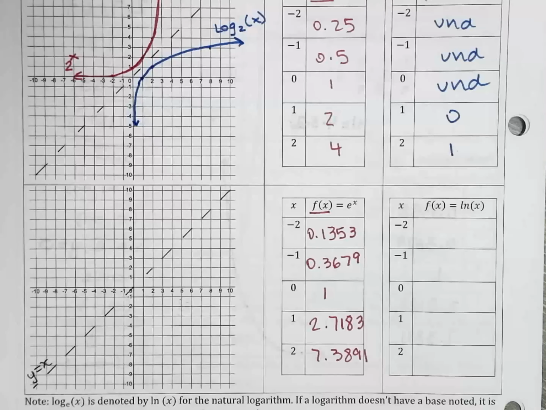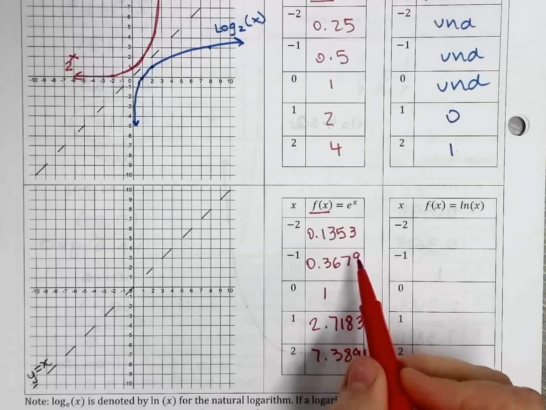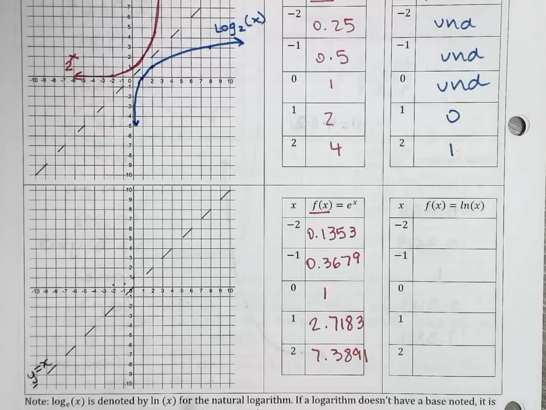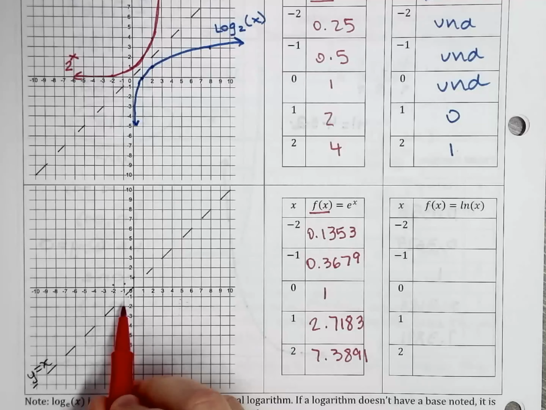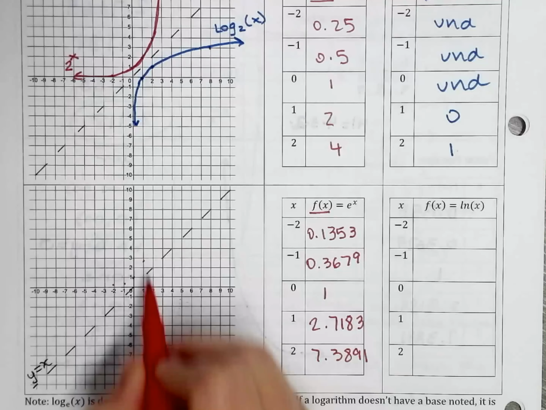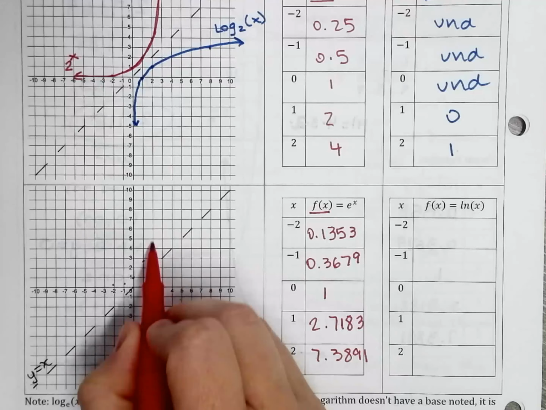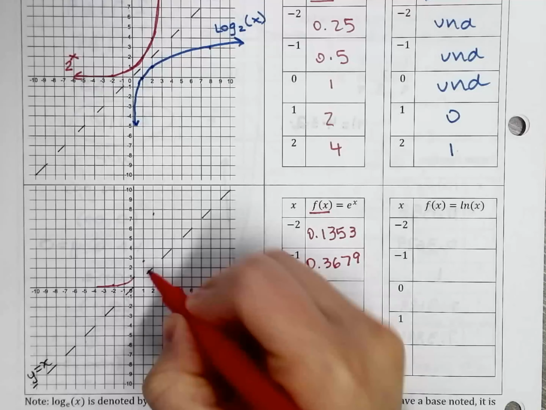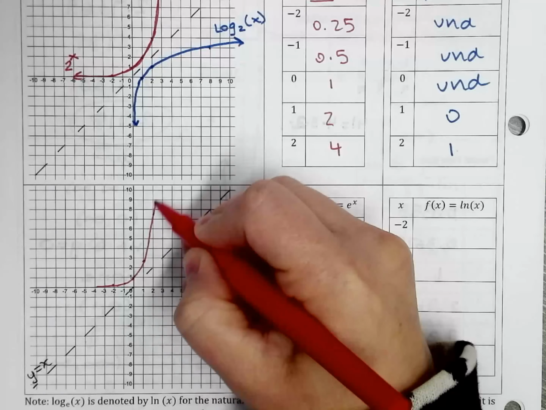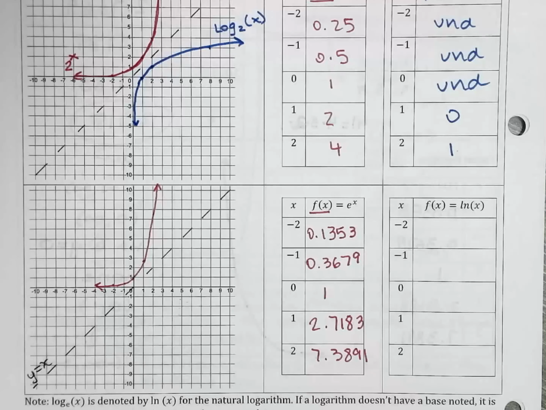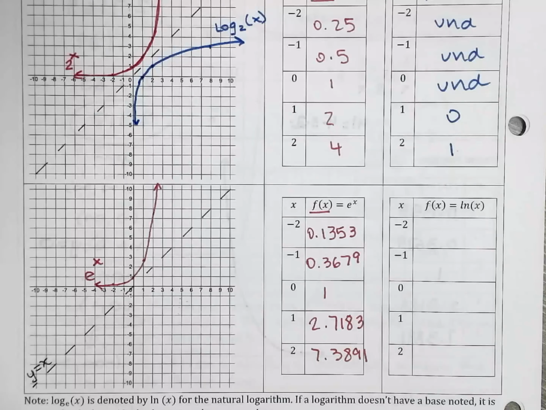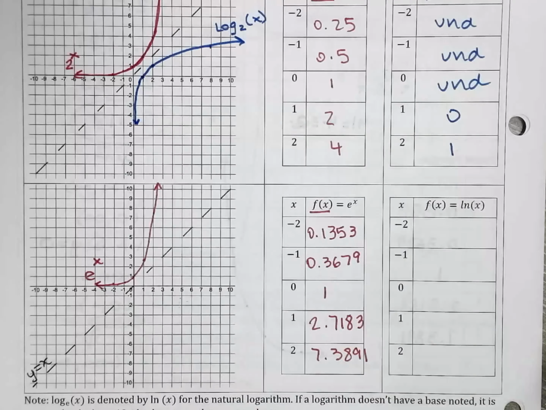Okay, do your best to plot those points. It's not going to be precise, but at least we will know kind of where the points should be. And this is e to the power of x.